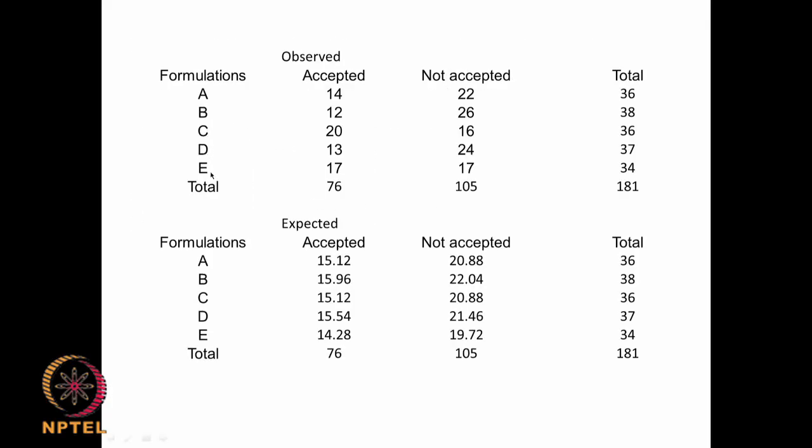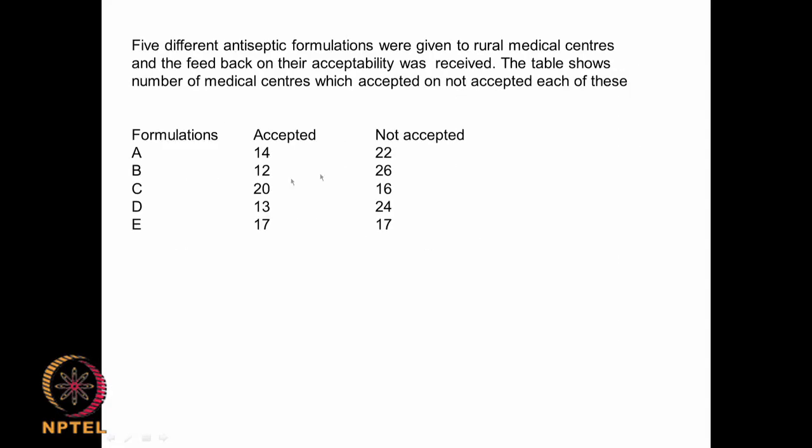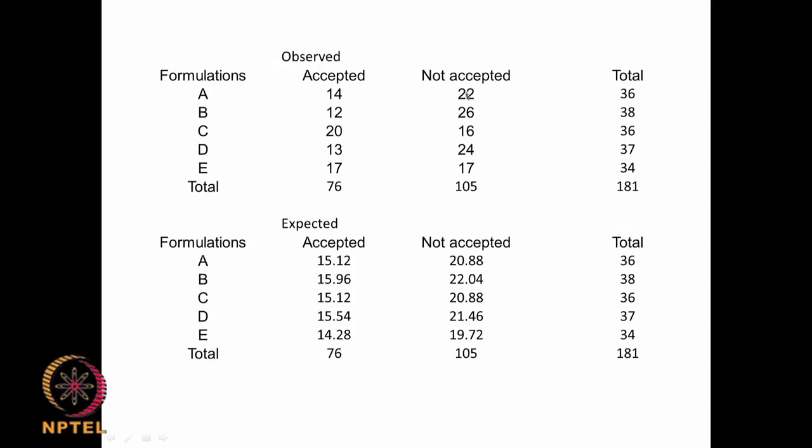So formulations A, B, C, D, E, accepted. This is the observed. I have just copied the whole thing here, not accepted. If you add up all these accepted, you get 76. If you add up all these not accepted, you get 105. If you go across these rows, we get 36, this gives you 38, this gives you 36, this gives you 37, this gives you 34. So the grand total is 181.